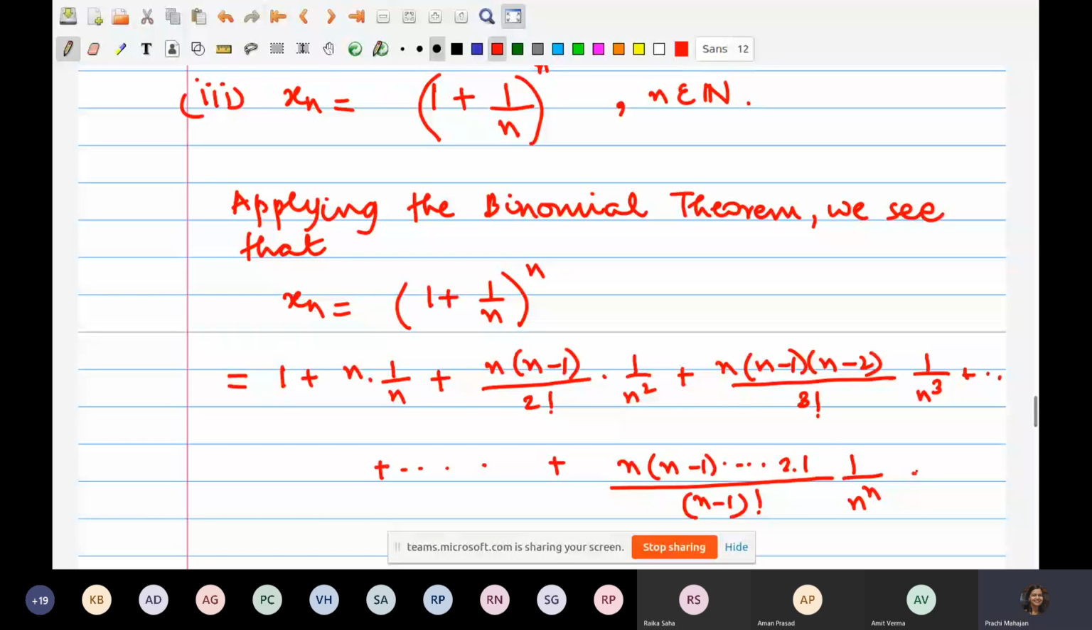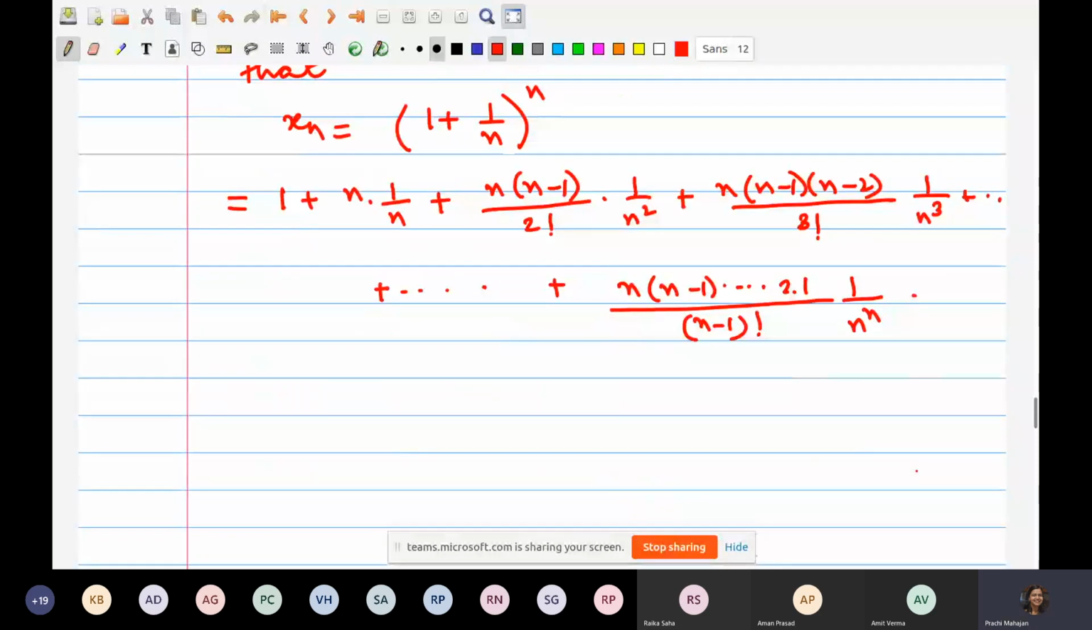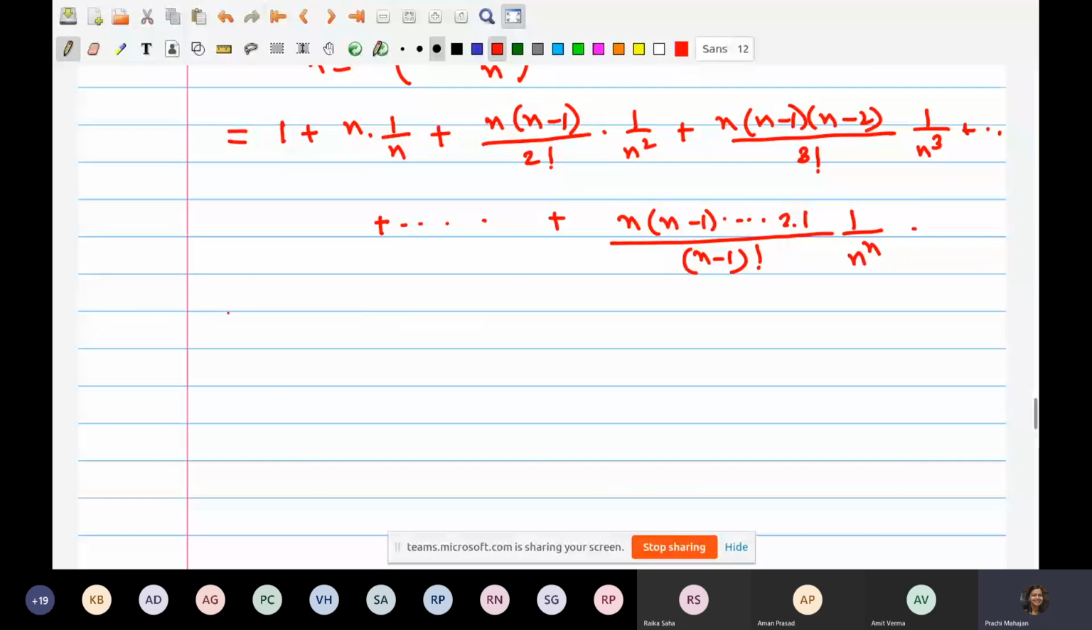Okay, so I am going to write this in the following manner. I'm going to keep the first term as it is, and I'm going to divide the powers of n into the terms in the numerator. So this term becomes 1. Now I'm going to retain 1 by factorial 2 as it is, and distribute this power of n into the terms of the numerator. So I will have n by n, which is 1, and n minus 1 by n, which is 1 minus 1 by n.